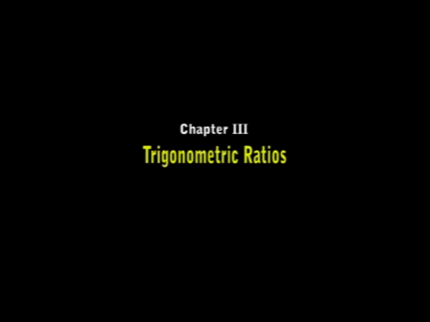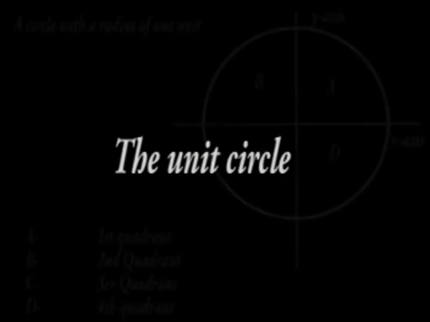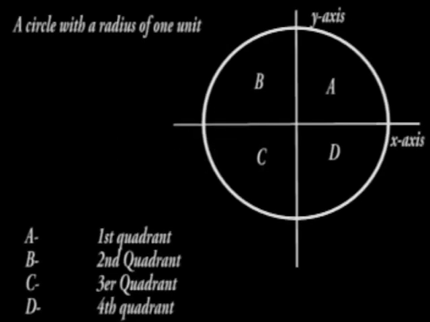Trigonometric ratios, the unit circle. Below is a unit circle drawn on a Cartesian plane. A unit circle is a circle with a radius of 1 unit, shown below. The X and Y axes divide the circle into 4 sectors called quadrants. The first quadrant is A, second B, third C, and fourth D.